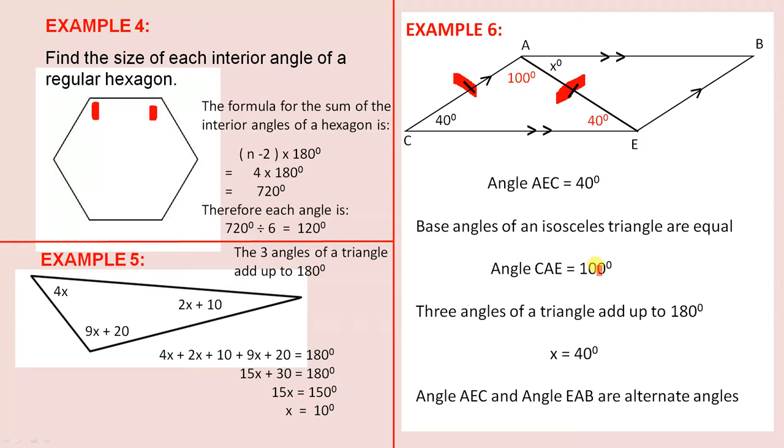Angle CAE equals 100. So CAE, which is this one, that's 100. The three angles of a triangle add up to 180, so that must be 100. So x must be 40. So that there is 40 degrees. And the reason is angle AEC and angle EAB are alternate angles. So this angle here and this angle here are alternate angles, and we know that alternate angles are equal.